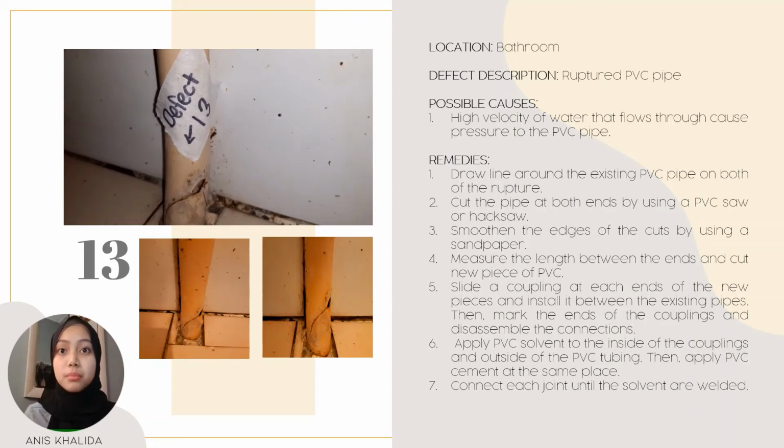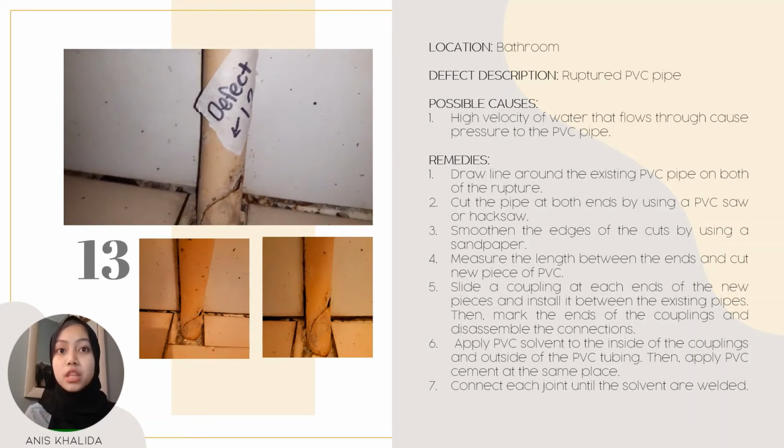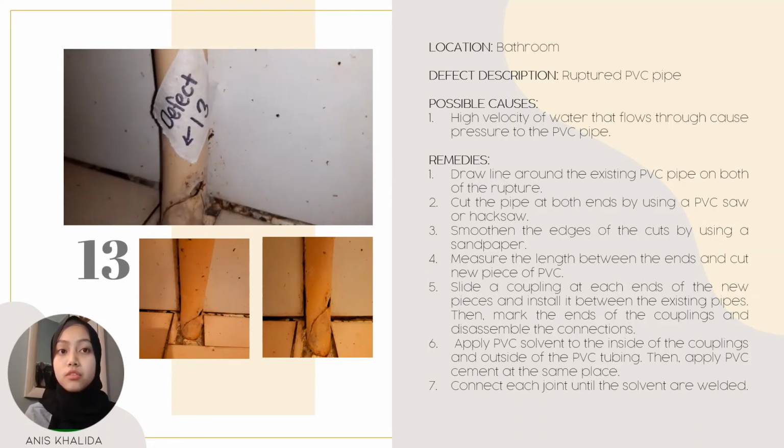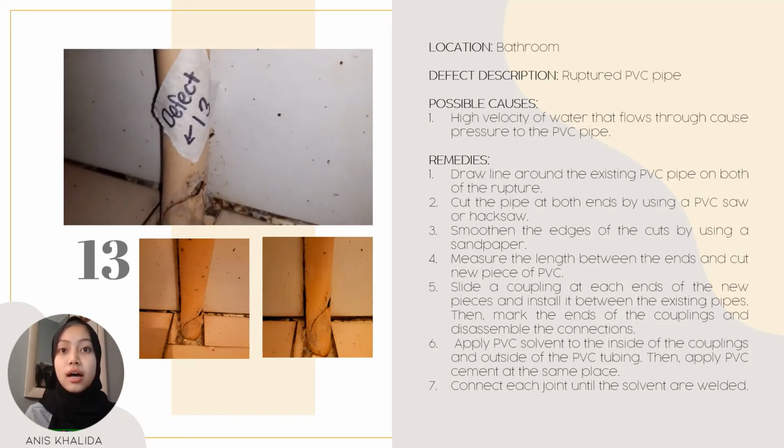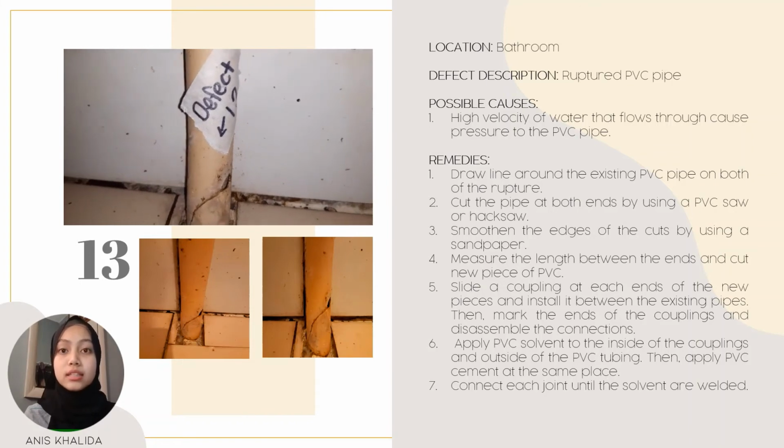Next, apply PVC solvent and PVC cement to the couplings and PVC tubing. And lastly is to connect each joint until the solvent is welded.